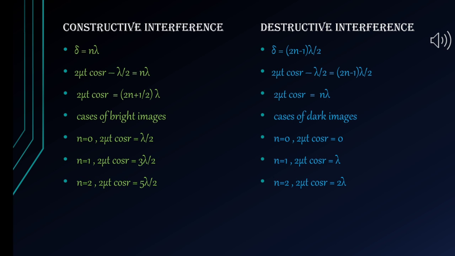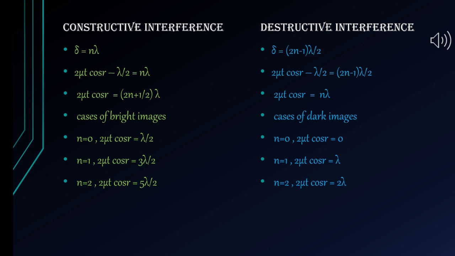Now the condition for constructive interference and destructive interference. Here the path difference should be equal to n lambda, where the path difference is 2 mu t cos r minus lambda by 2. That should be equal to n lambda. So if we send lambda by 2 that side, 2 mu t cos r is equal to (2n plus 1) by 2 into lambda. In this case we get bright images.